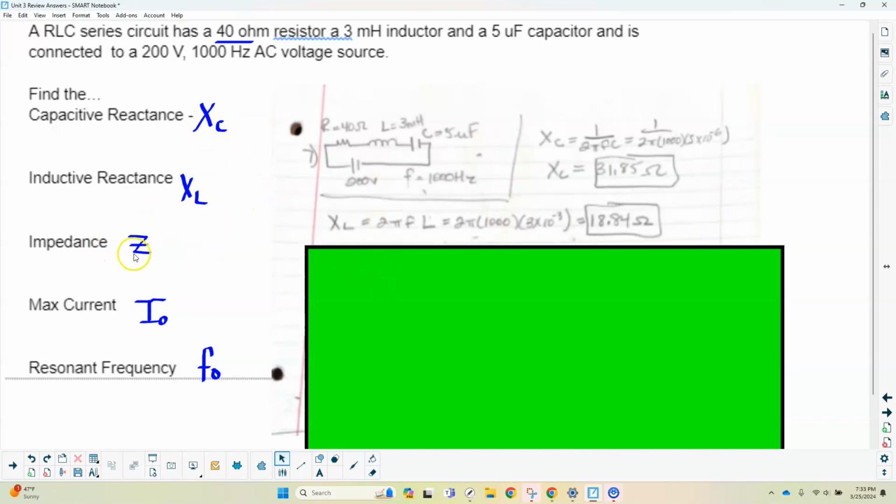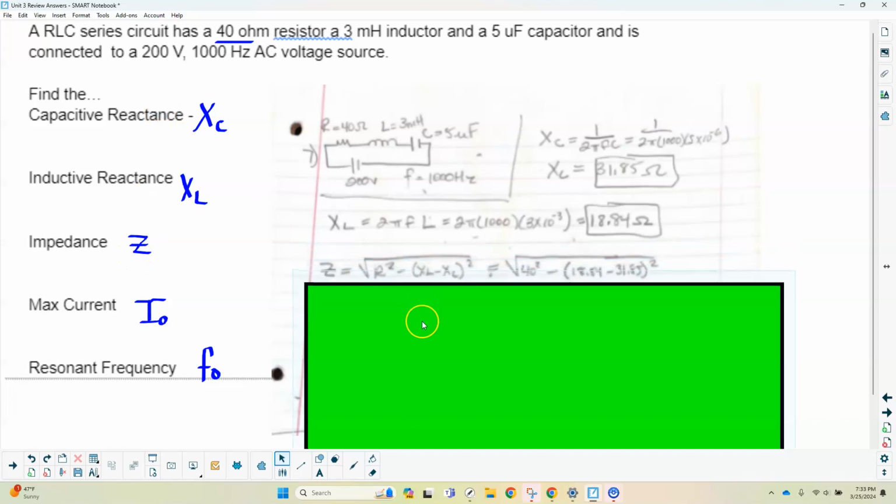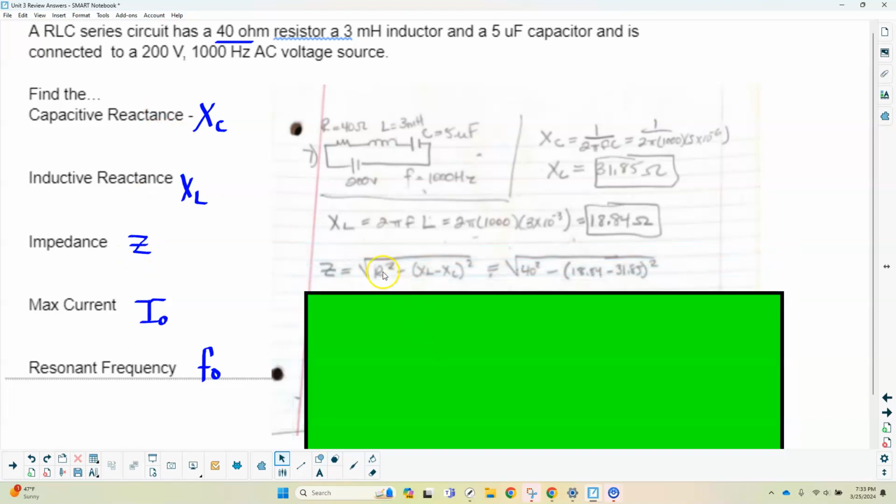Once you have those numbers, you can calculate Z. The way to calculate Z is using this formula: R squared, and I put in the wrong thing, it should be a plus sign. You put in these values: 18.84 minus 31.85, that answer squared, plus the 40 squared, and then you take the square root of that number. So I did calculate it correctly. If I made a minus sign there instead of a plus sign, my fault.